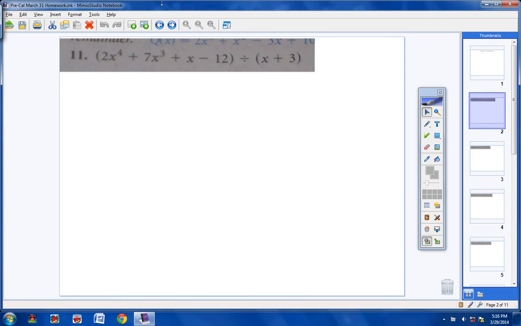The directions say, and I'm turning over there right now, give me 1 second, I apologize. Use synthetic division to find the quotient and the remainder. So here we go. Let's start with this one right here.